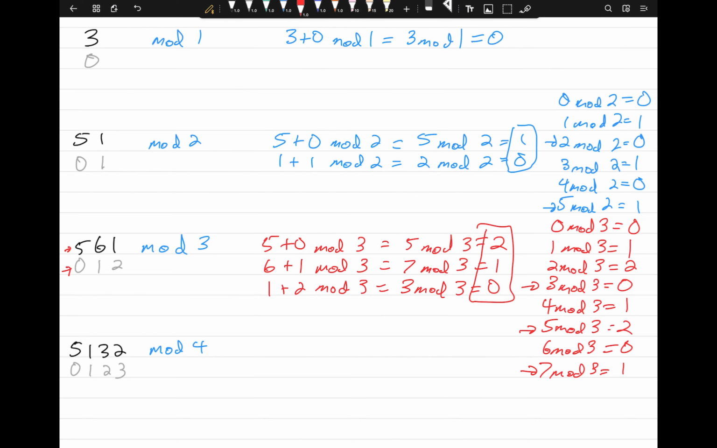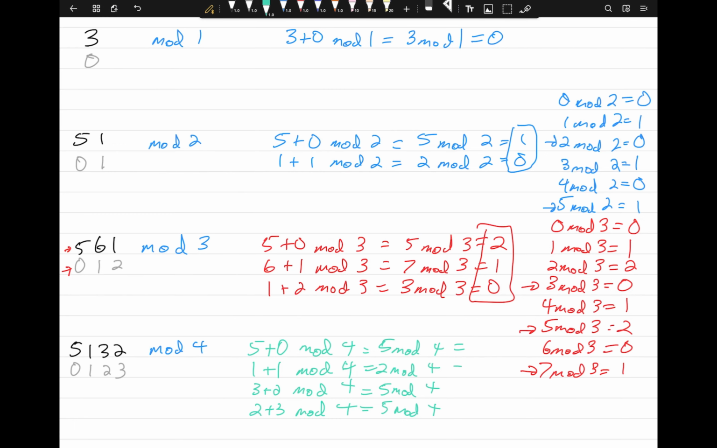And so finally, let's look at our last one here. Right, so we've got 5 plus 0 mod 4, 1 plus 1 mod 4, 3 plus 2 mod 4, and 2 plus 3 mod 4. Okay, and so here we've got 5 mod 4, 2 mod 4, 5 mod 4, and 5 mod 4.